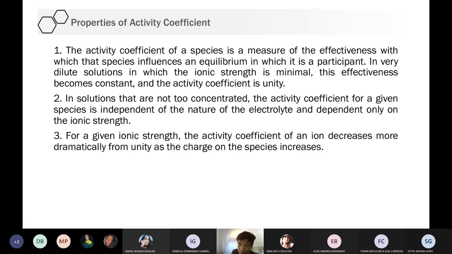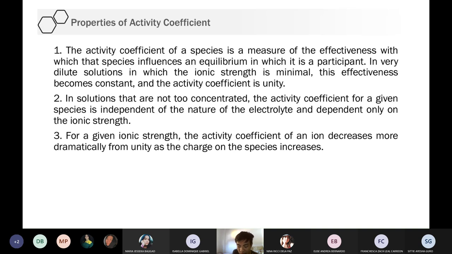Okay. So, the activity coefficient of a species is a measure of the effectiveness with which that species influences an equilibrium. Ano daw? Ang gulo ng sentence. Kinopya ko lang to sa libro eh. Okay. So, ang sabi lang dyan is that it tells us the effect of the ionic species in your equilibrium. Okay? So, pinapakita lang niya kung ano yung effect ng ionic strength sa ating equilibrium system.